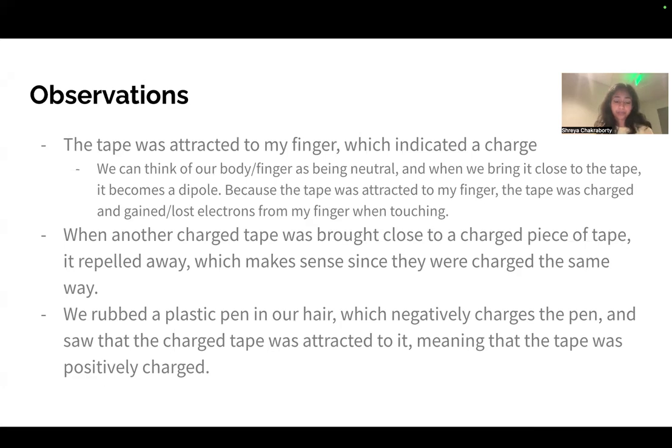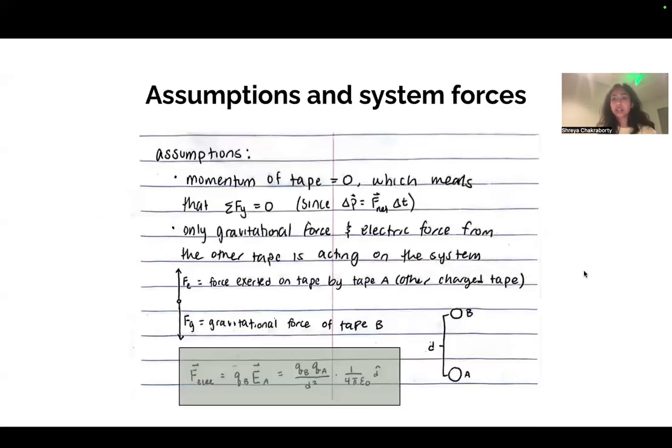And to figure out if it was positively or negatively charged, we decided to rub a plastic pen in our hair, which negatively charged the pen. And when we brought a piece of charged tape close to the pen, it attracted, which means that the tape was positively charged. So I used the distance that I calculated, the displacement of the tape that moved up due to bringing another charged tape close to it, and we did some calculations.